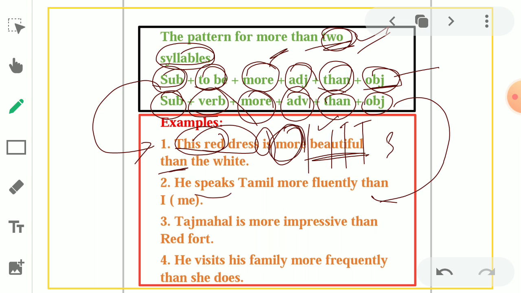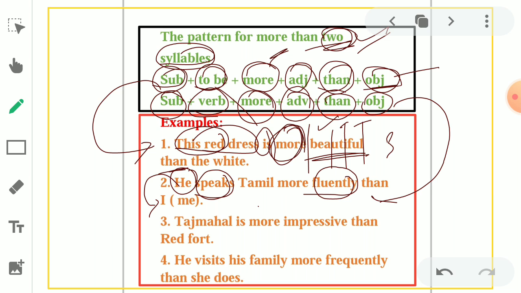Then the second one is subject, verb, more, adverb, than, object. He speaks. Here speaks is used, the main verb. Tamil more fluently than I. See, his speech in Tamil is compared with I, the first person. Got it? So these two are not equal. There is fluency in Tamil, but not equal, so these two persons and their fluency are compared in the comparative degree.